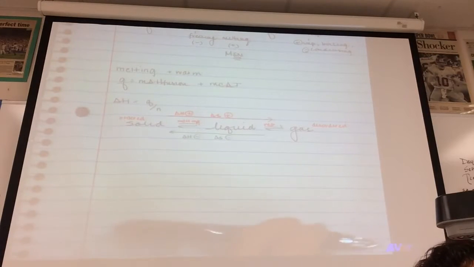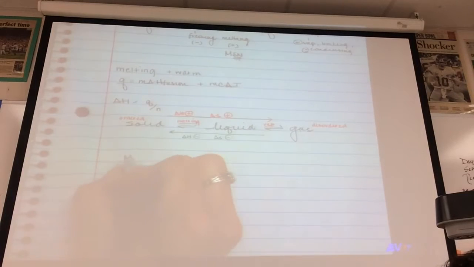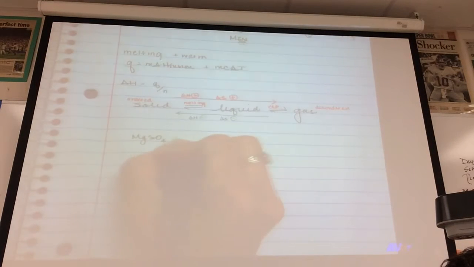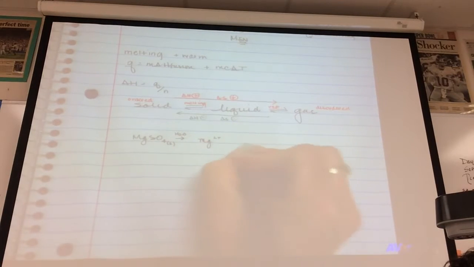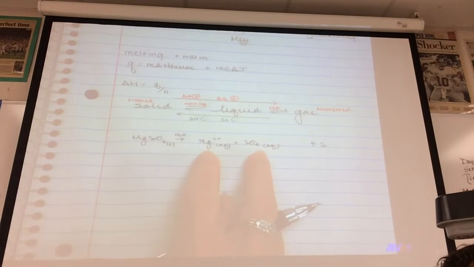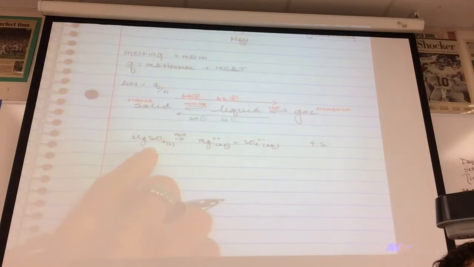And when you consider dissolving, for example, if you had magnesium sulfate solid, dissolve it in water, and you're going to get magnesium ion and sulfate ion, both of which are aqueous. You will see the increase in entropy because aqueous species are far more disordered than solids, although you can get hydration shells.